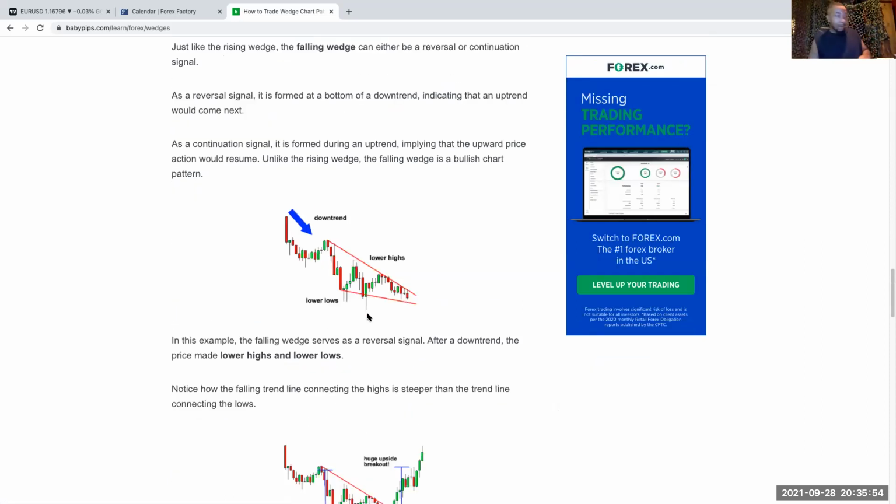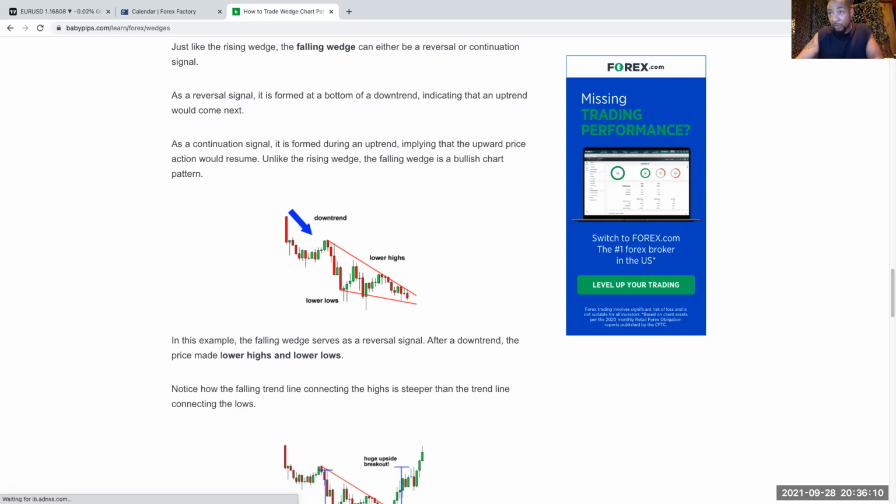I don't want to spend too much time on that because he covered a whole lot explaining how to use it. This is just a different name for it. You know, again, it's showing our lower lows, lower highs. Same thing on the rising wedge, it's creating the higher highs and higher lows. So same thing, just reverse.